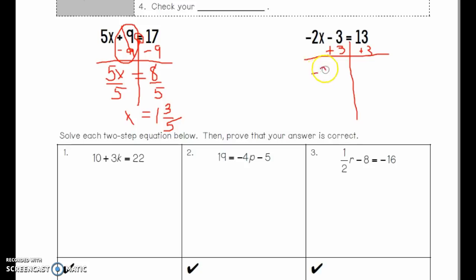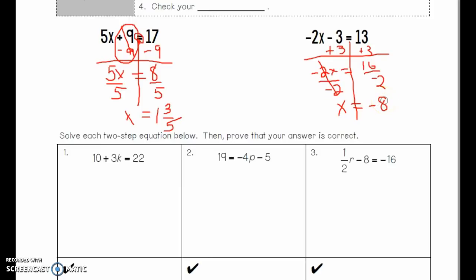Now I bring down the -2x, and 13 plus 3 is 16. Now this is multiplication, so the opposite is division. If I divide by -2 on each side, that means these are a fancy form of 1. x equals -8. That should be the answer.